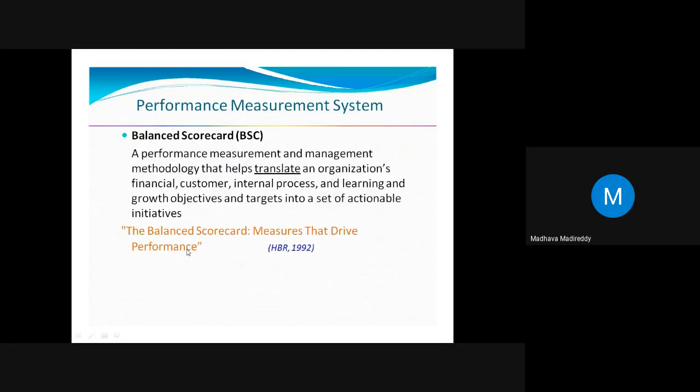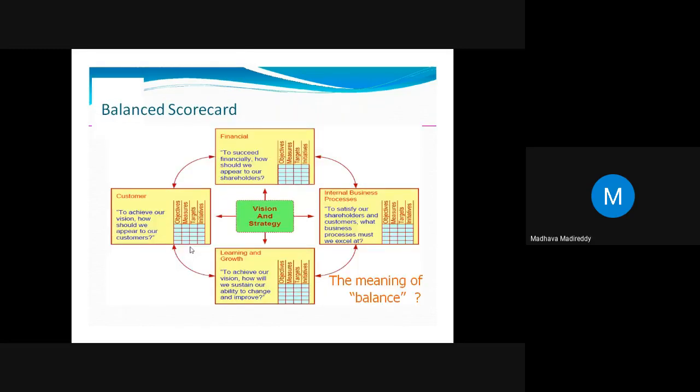So the final performance measure is a balanced scorecard. A balanced scorecard is a methodology that translates an organization's financial, customer, internal, and growth objectives into actionable initiatives. So you take all of this: financial level, customer level, internal process, learning objectives, growth objectives, targets. You make a decision based on all of this. That is called a balanced scorecard. This is a balanced scorecard.